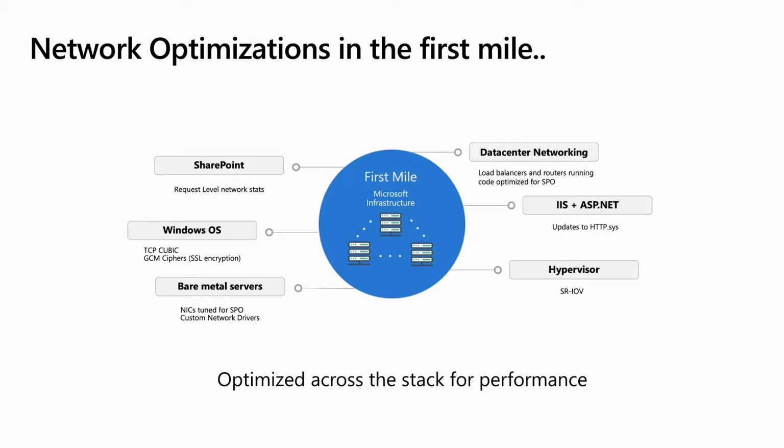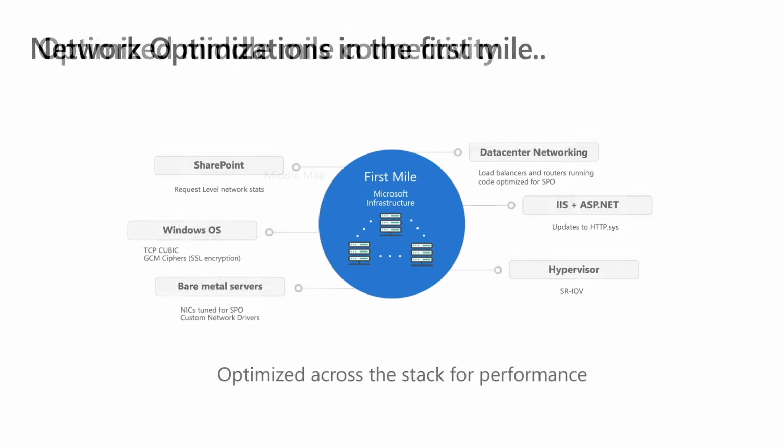Finally, to work with our data center infrastructure. This is making sure our load balancers, our switching gear, our routers, all were optimized for SharePoint Online traffic. So fundamentally, we have optimized the stack all the way across the first mile for SharePoint Online behavior.